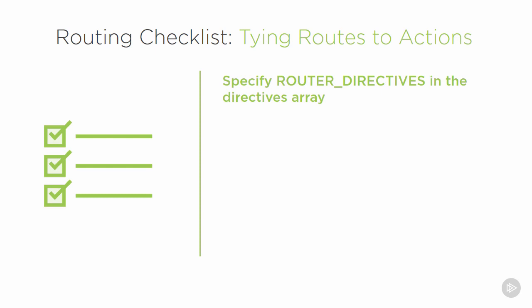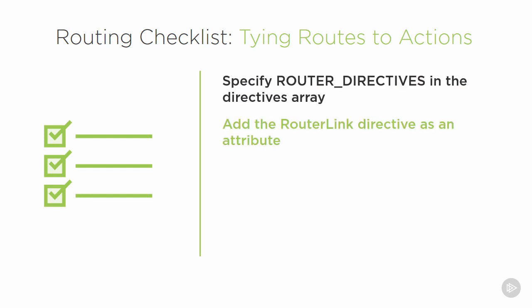To use the router link, specify the router directives constant in the component decorator's directives array. Add the router link directive as an attribute to any clickable element in a component's template. We can use them in menu options, toolbars, buttons, links, images, and so on.